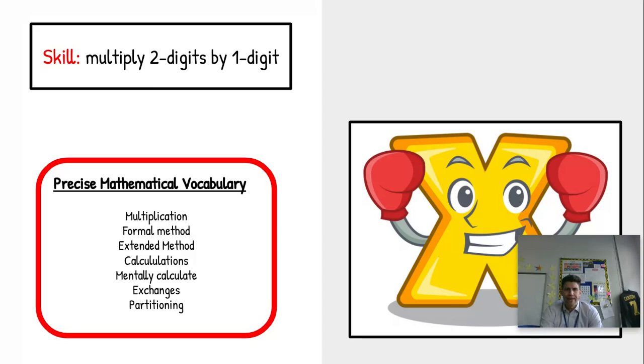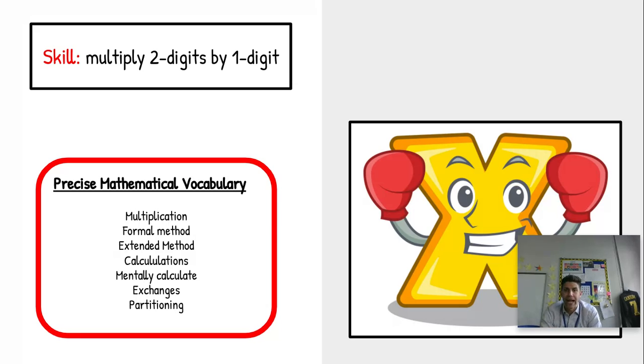Then there are 2 methods we're going to be using today. One is the formal method for multiplication, and the other is the extended method. Now, I'll talk more about that within the video, but with the extended method, you work downwards and then you add the numbers up at the end. With the formal method, you work sideways and you make exchanges, another word which I'll come to later on.